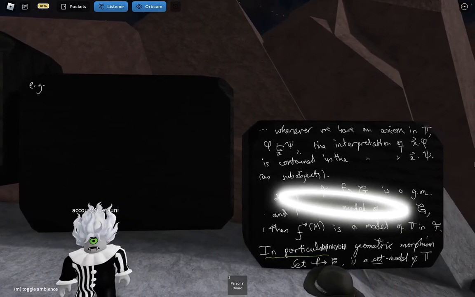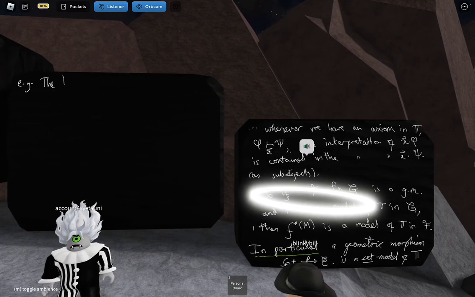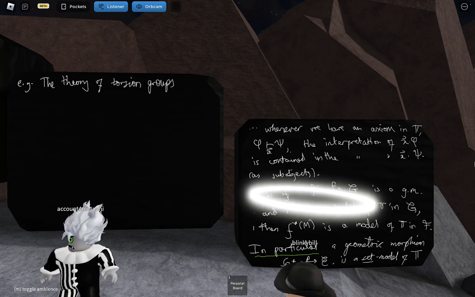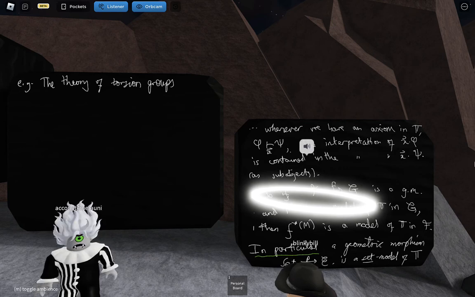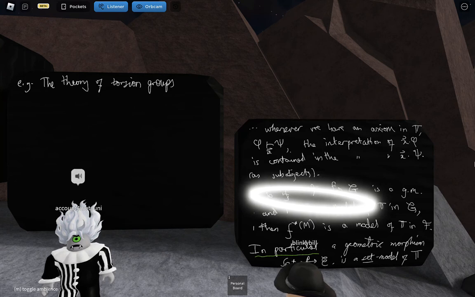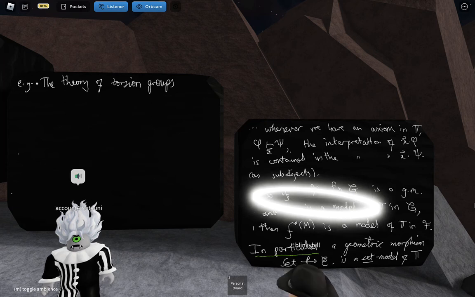Uh-huh. There must be many other ways. I was wondering if you would use it to say something like to exclude non-standard models. Sure, yeah. That's right. X equals zero, or x equals the successor of zero, or the successor of the successor of zero, and so on. Yes, you can do that. Theory of torsion groups is the one I was going to give.